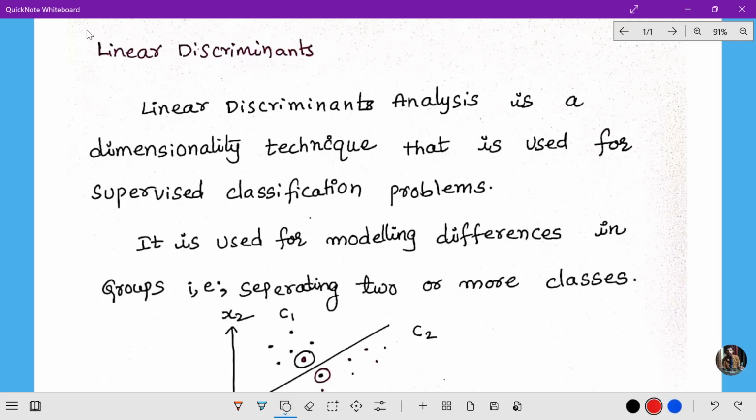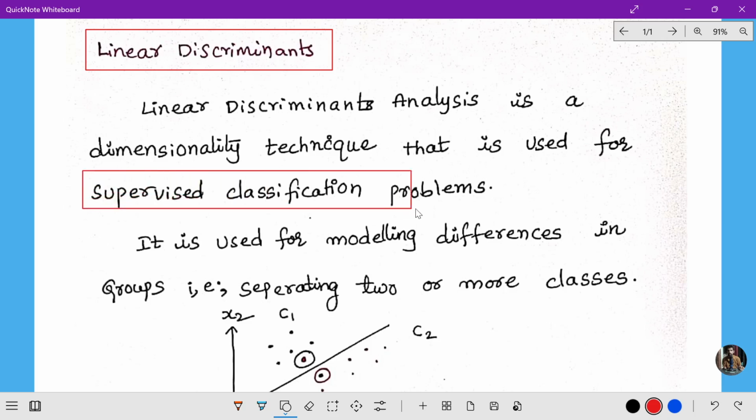In this video, I will explain linear discriminants. Okay, so what is the meaning of linear discriminants? Linear discriminant analysis is a dimensionality reduction technique that is used for supervised learning classification problems.